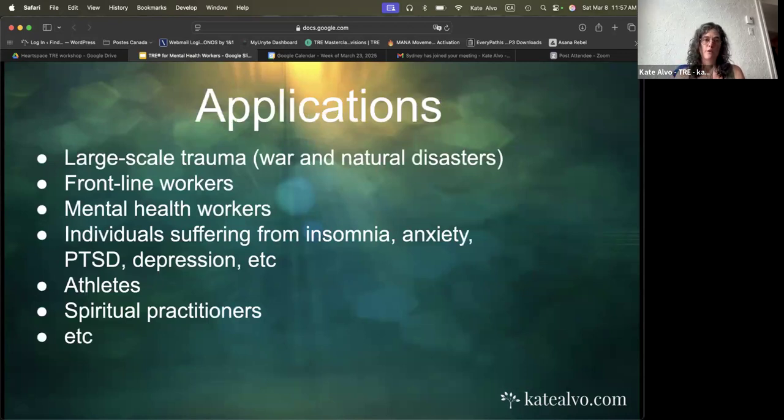So as I said before, TRE was designed for large-scale trauma, so war and natural disasters. It's been used for frontline workers, mental health workers, and individuals suffering from insomnia, anxiety, PTSD, depression, etc. Athletes, as I said before, and even spiritual practitioners. It's becoming more and more widely used in spiritual circles these days, especially in the non-dual world. I don't know if you guys are into this stuff, but anyway, it's being talked about a lot in the non-duality world.